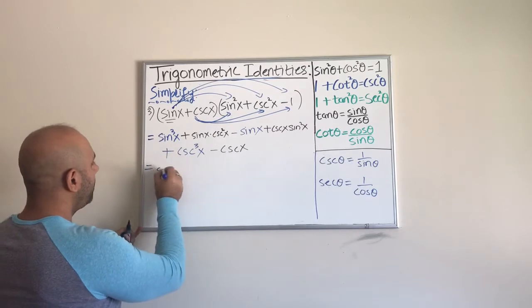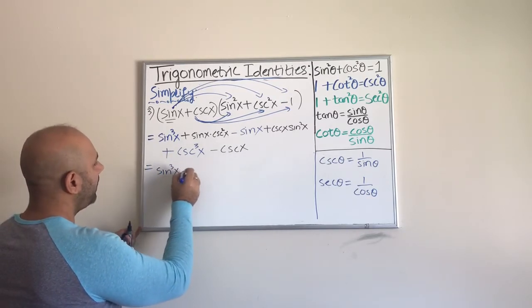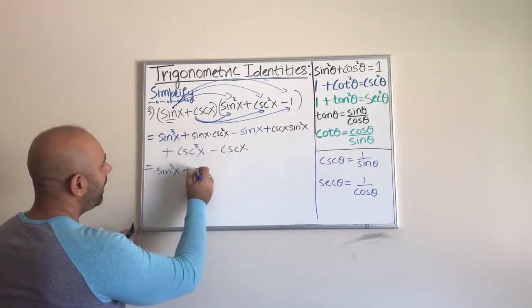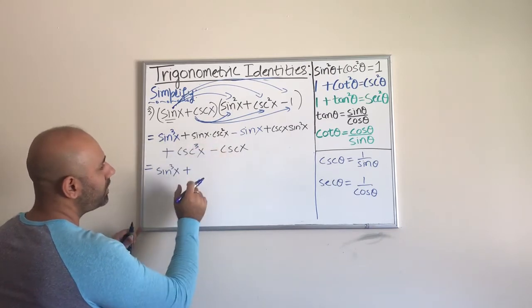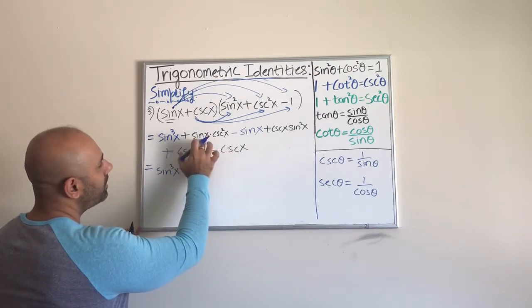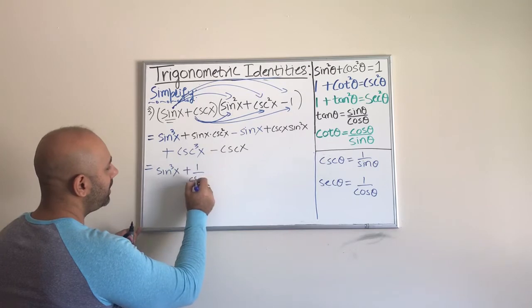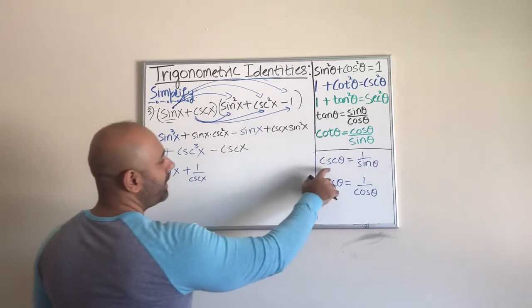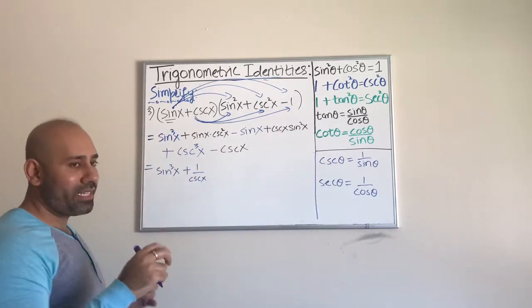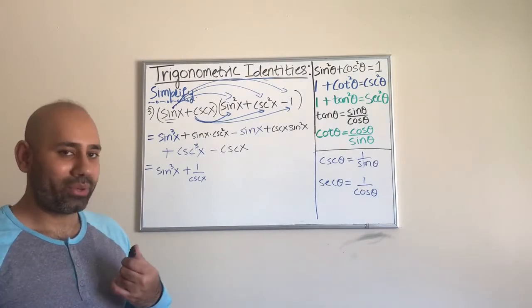So sine cube x, I'm going to leave it like this. Guys, here it's up to you what you want to do. I'm going to use the sine x as 1 over cosecant. Guys, if cosecant is the reciprocal of sine, then sine is the reciprocal of cosecant.